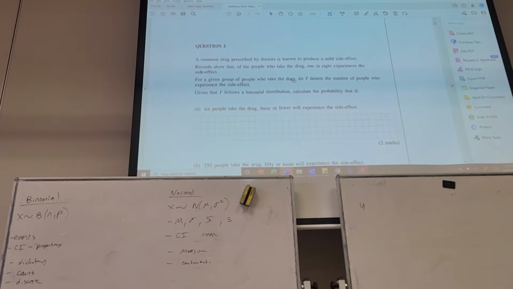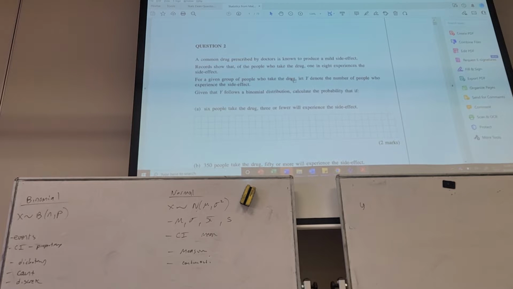A common drug prescribed by doctors is known to produce a mild side effect. Records show that, of the people who take the drug, 1 in 8 experiences the side effect. For a given group of people who take the drug, let Y denote the number of people who experience the side effect. Given that Y follows a binomial distribution, calculate the probability that if 6 people take the drug, 3 or fewer will experience the side effect.